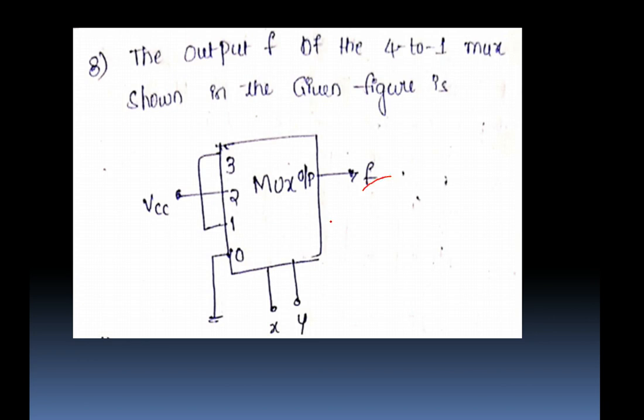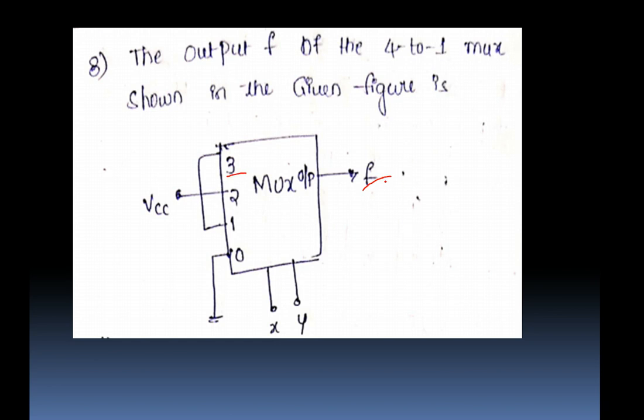In order to calculate f, we have two selection lines. Two selection lines means we get four combinations. Those four combinations are 0 0, 0 1, 1 0, 1 1. That means x bar y bar, x bar y, x y bar and x y. Whenever the two selection lines are 0 0, the 0 line will be selected. For 0 1, this line will be selected. For 1 0, this line will be selected. And for 1 1, this part will be selected.